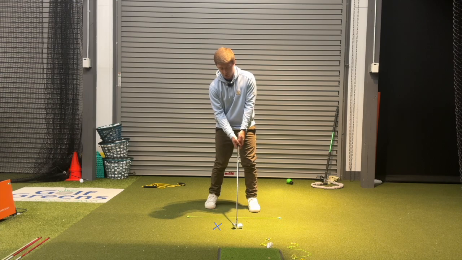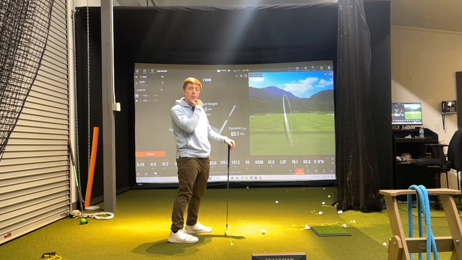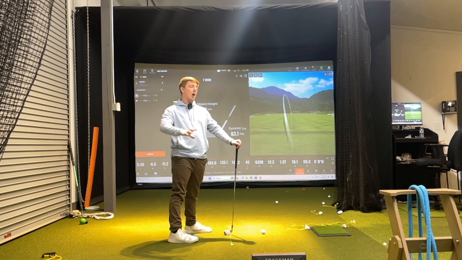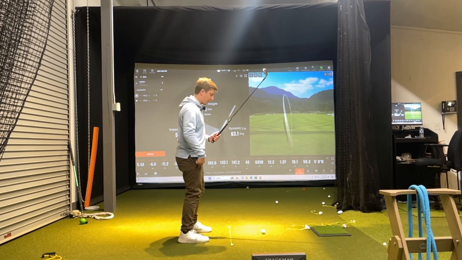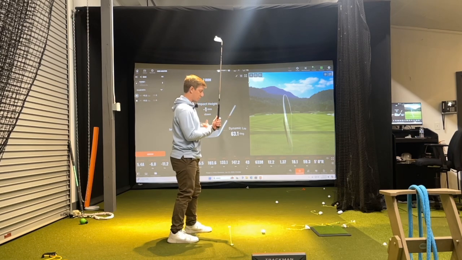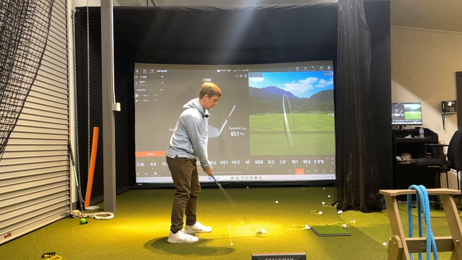And then I'm going to set up here. So now I've closed myself off to the right. So I'm kind of aimed in the opposite direction of how the club was traveling before. So again, I'm going to take the right foot, drop it back a few inches, take my sternum and my belt buckle, move it back a few inches, and set up.